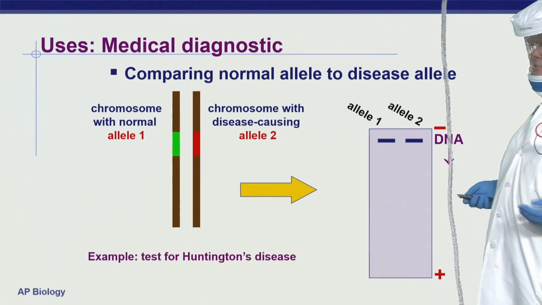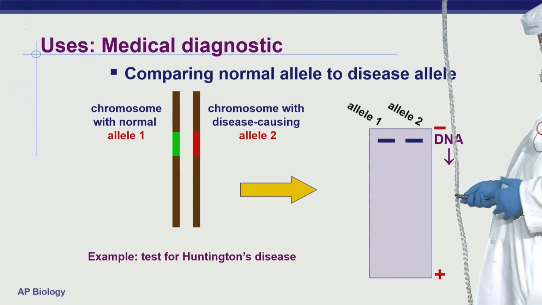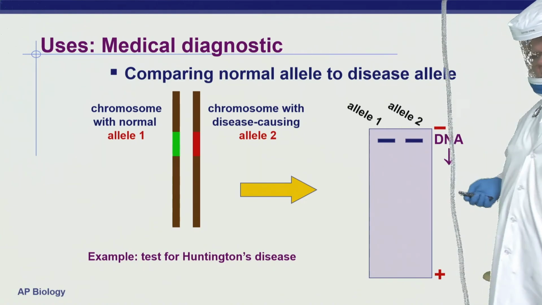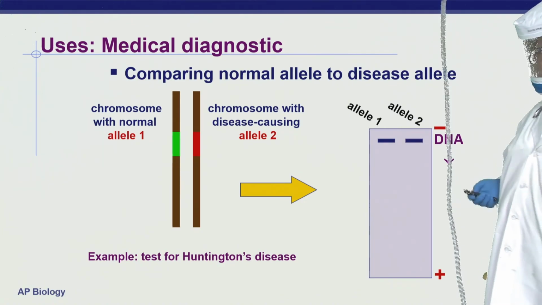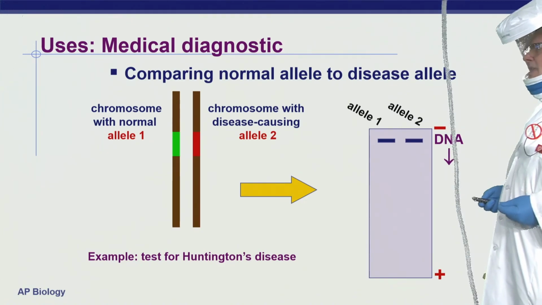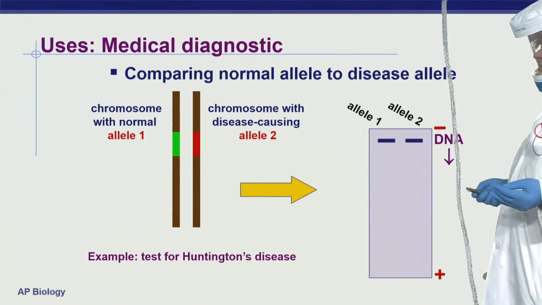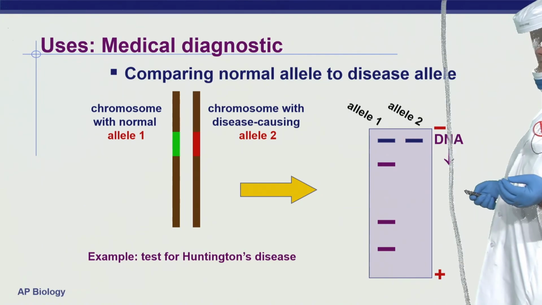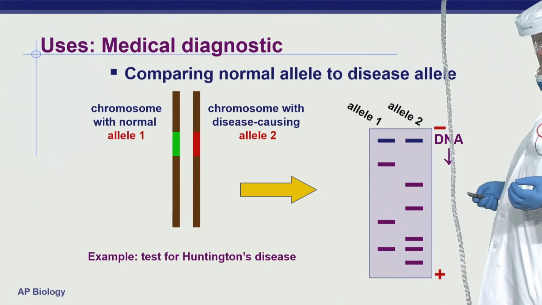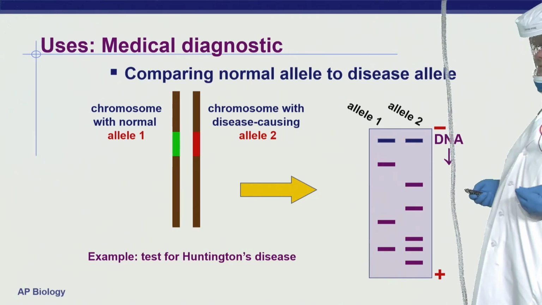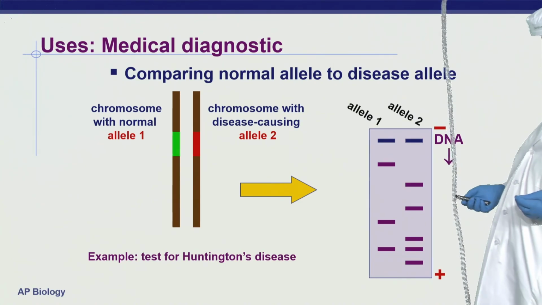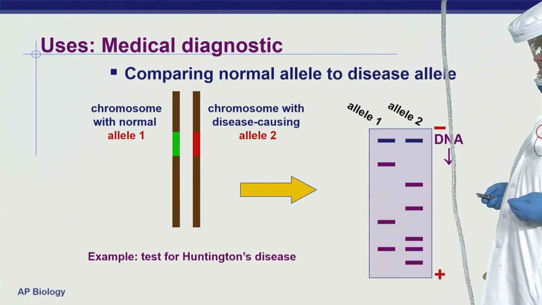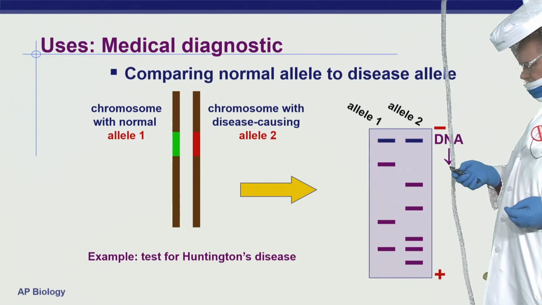In medical diagnosis, comparing normal alleles to diseased alleles. Sometimes the DNA causes a problem. So you have the alleles from two different samples. This is a test for Huntington's disease. Huntington's chorea is a very nasty disease.